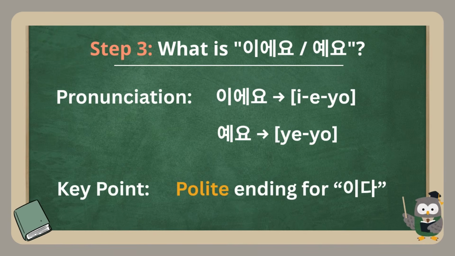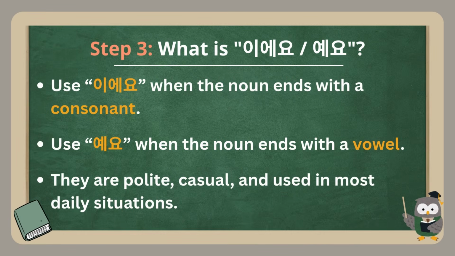이에요 and 예요 are polite versions of 이다. They're pronounced 이에요 and 예요. These forms are used in everyday conversations with people you know. If a noun ends in a consonant, use 이에요. If it ends in a vowel, use 예요. These are polite but more casual than 입니다.